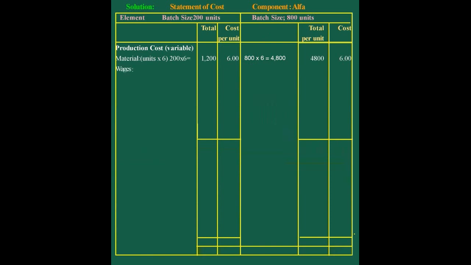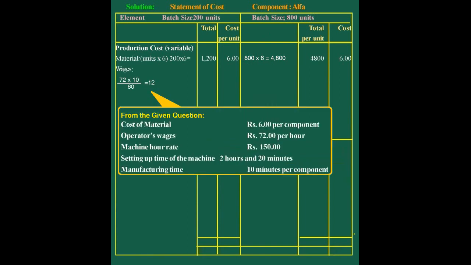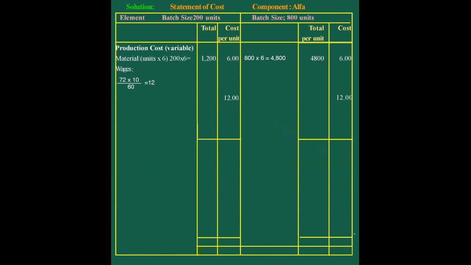Next, wages. Wages per hour is 72 per hour, but manufacturing time required is 10 minutes. So 72 into 10 divided by 60, that comes to 12. So per unit cost for different batches remains the same. 12 for 200 units, for 800 also 12 rupees. So 12 rupees into 200, that equal to 2400. Here 12 into 800 units, that comes to 9600.